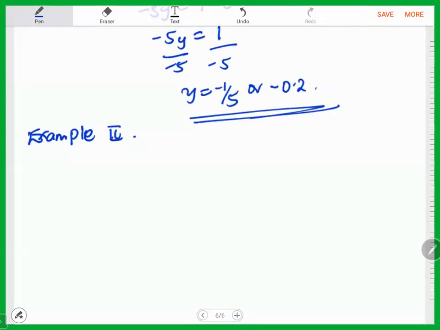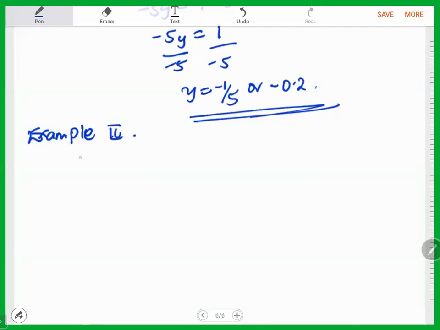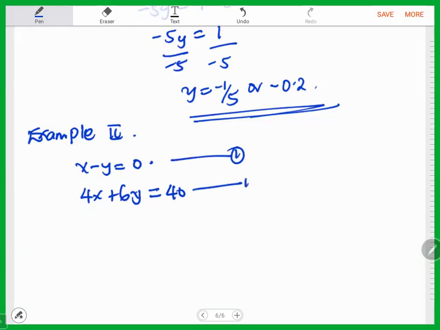So in our book, in the reader, we have some trial questions. We have some equations which say, example 2, I'll pick x minus y is equal to 0 and 4x plus 6y is equal to 40. This is 1 and this is 2. We can go ahead and solve those.